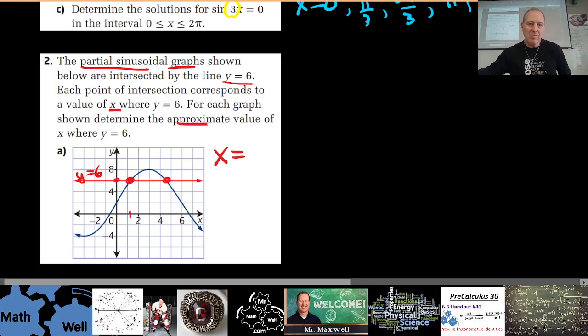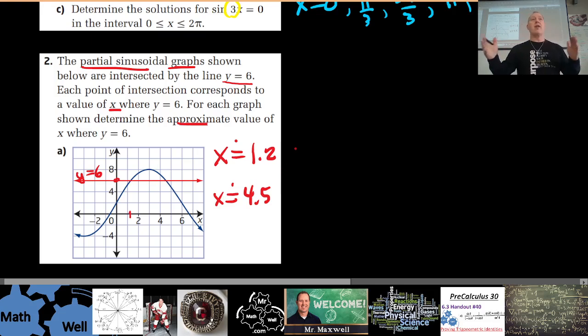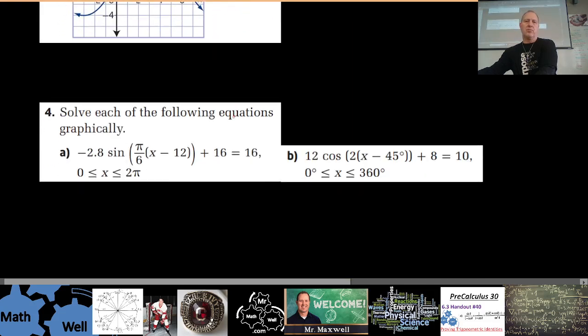So this looks to me like maybe 1.2, approximately 1.2. And also x is approximately equal to maybe 4.7. Well, this is 5, so is that halfway through? I've got to look. Yeah, maybe 4.5. Okay, 4.5, sure. So you just look at the graph and find what the x values of the intersection points are. Same for the rest of number 2. But let's move on to number 4.